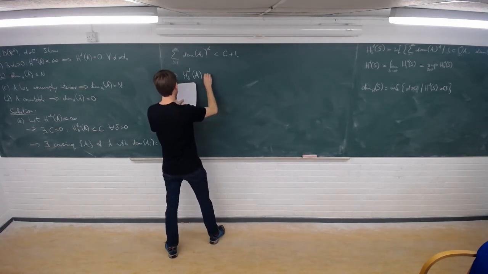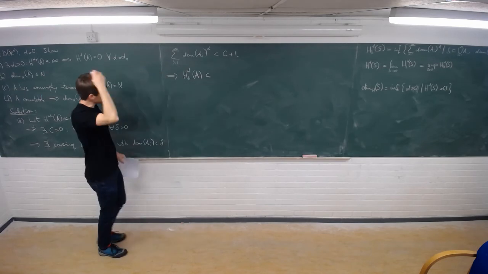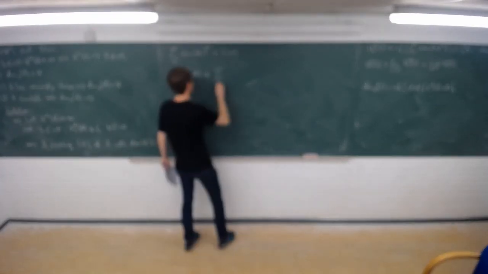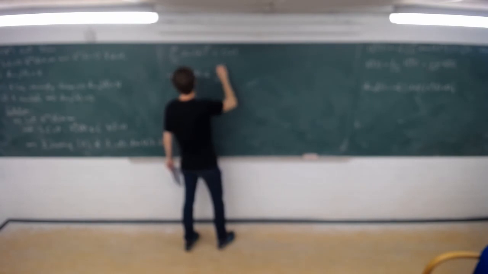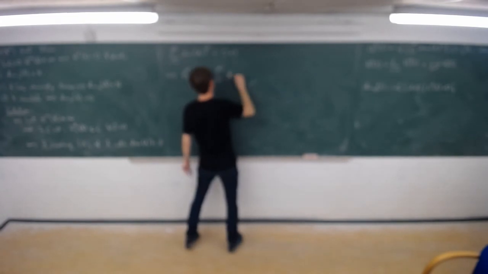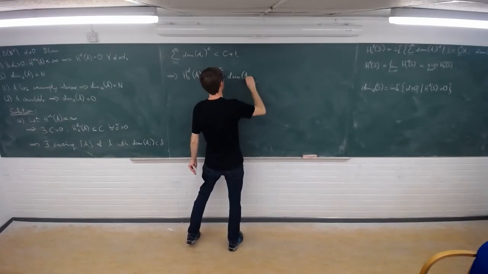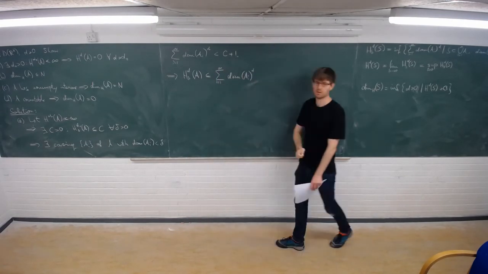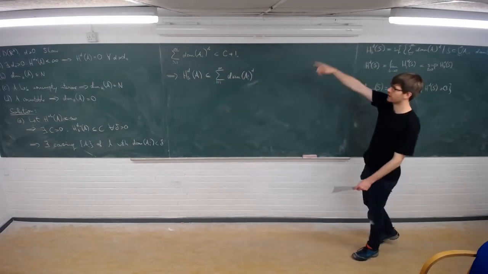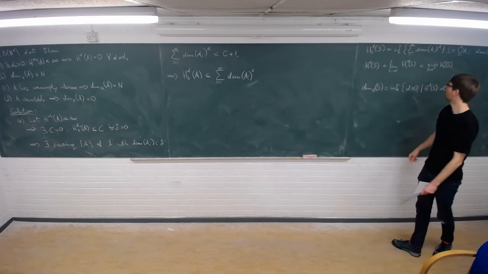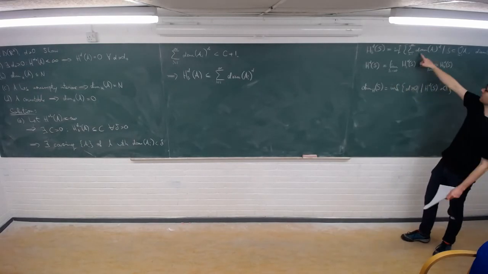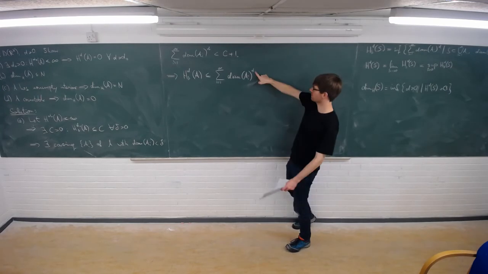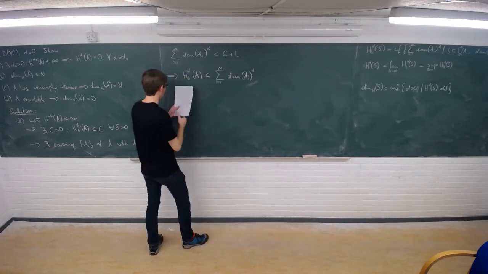So H^d_delta of A is less than or equal to the sum i equals 1 to infinity of diameter of A_i to the power d, right? Because the A_i form a covering, and by definition H^d_delta is just the infimum over these sums, so it's less than this sum, where we use the power d now.